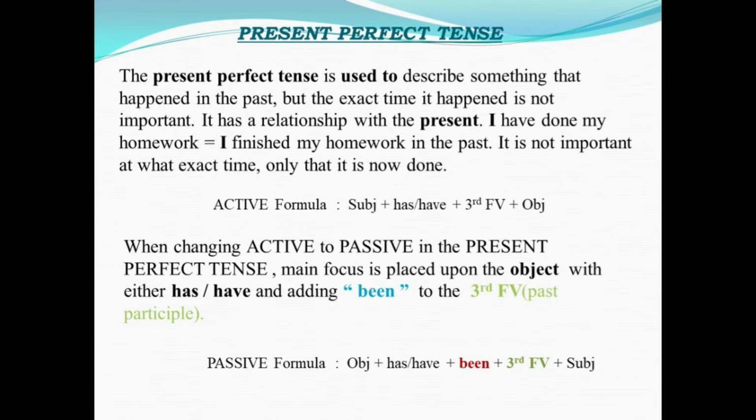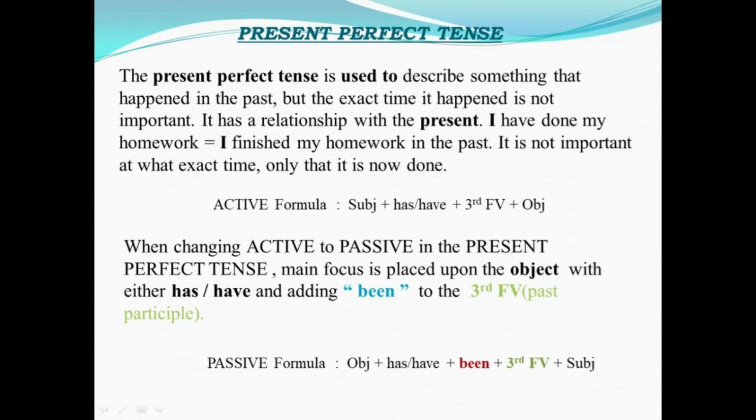Now, what is the present perfect tense? When do we use it? Your answer lies here. Listen very carefully. The present perfect tense is used to describe something that happened in the past, but the exact time it happened is not important. It has a relationship with the present. I have done my homework is the same as I have finished my homework in the past. It is not important at what exact time, only that it is now done.